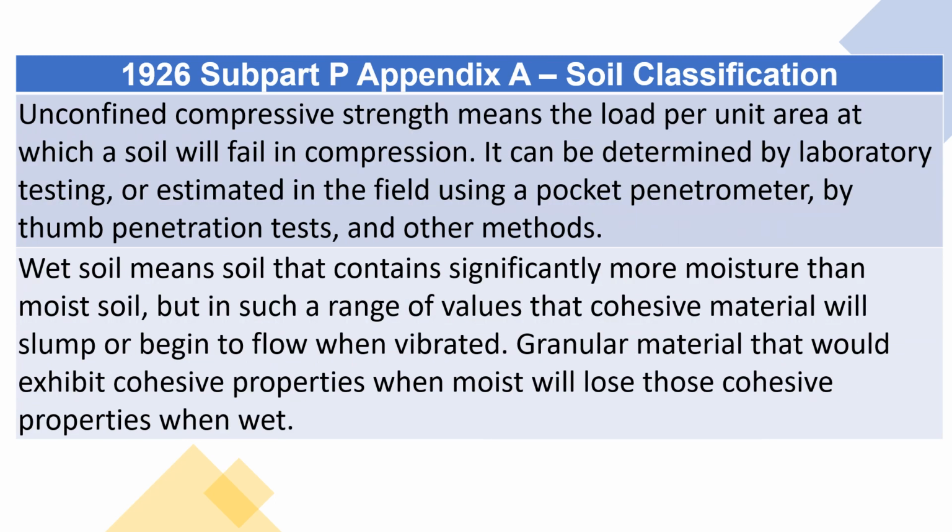Unconfined compressive strength means the load per unit area at which a soil will fail in compression. It can be determined by laboratory testing, or estimated in the field using a pocket penetrometer, by thumb penetration tests, and other methods. Wet soil means soil that contains significantly more moisture than moist soil, but in such a range of values that cohesive material will slump or begin to flow when vibrated. Granular material that would exhibit cohesive properties when moist will lose those cohesive properties when wet.